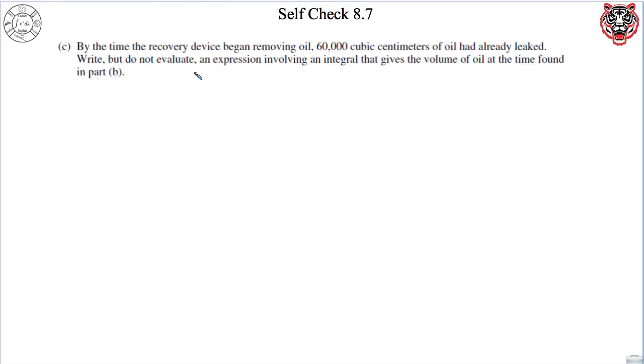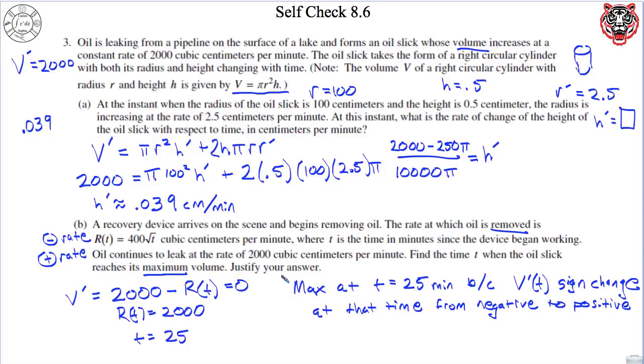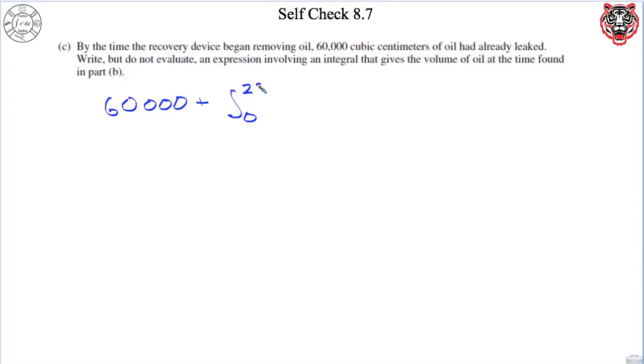And for part C, it's saying by the time we began, there was already this amount leaked. So now it gave us an initial condition. We need to write an integral that gives the volume found in part B. Initial condition is basically start plus change equals end. We're not finding a function. We're not doing from 0 to t. We're just giving a solid amount of oil. So it's going to be 60,000 plus the change between 0 and the time that we found in part B. In part B, we found t equals 25, so 0 to 25.